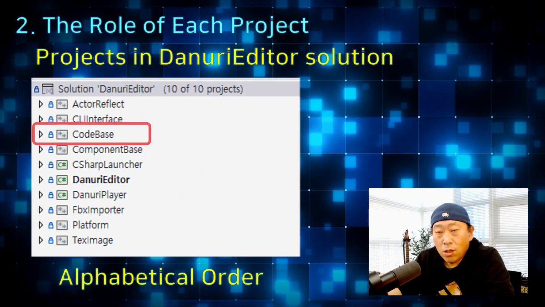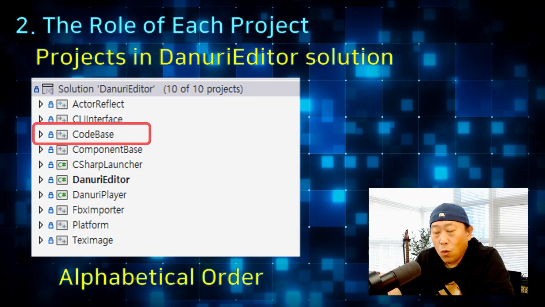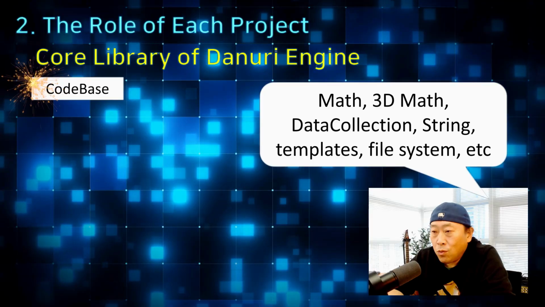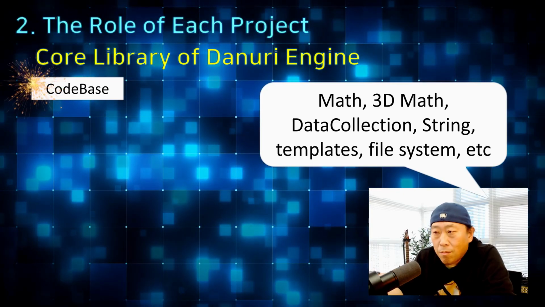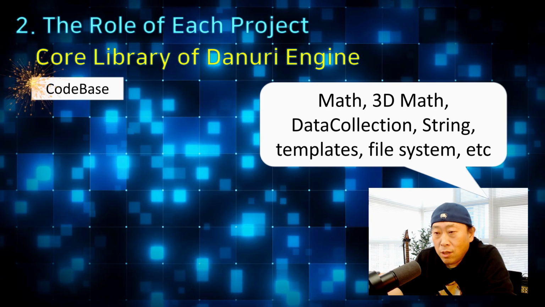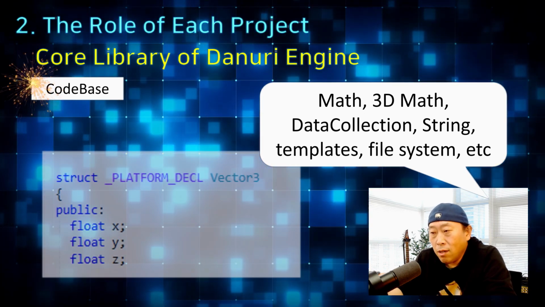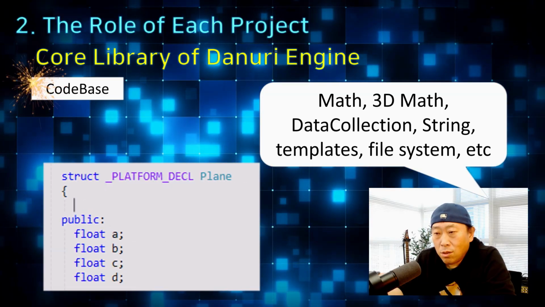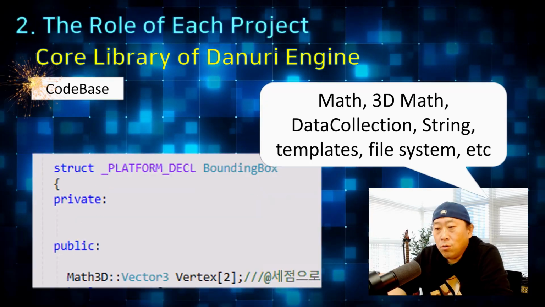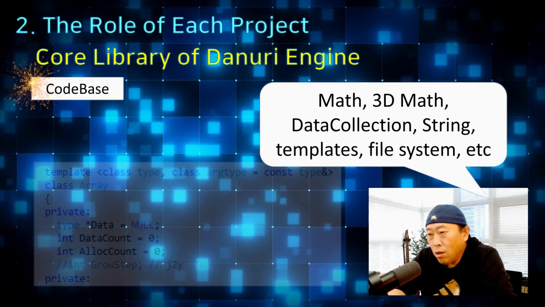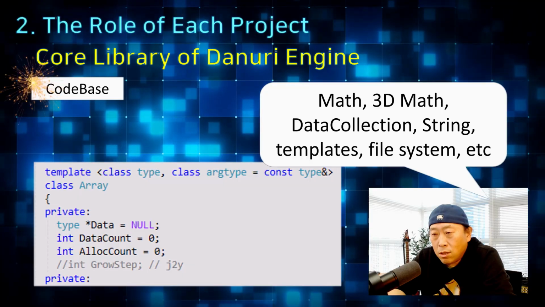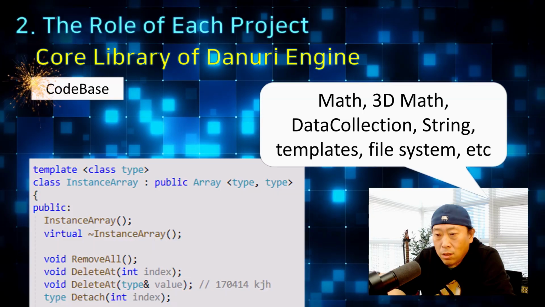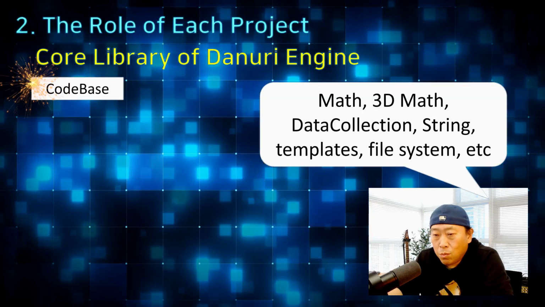The most base library on the bottom ground of the engine is the code base library. It is a very pure general library used for the engine and the application. It has a math library, a 3D math class library like vector and matrix for 3D programming and 3D functions, as you know. Also, we use our own data collection library dealing with array, list, and special array classes which manage pointer instances in the array for safe and easy dynamic memory management in the C++ language.